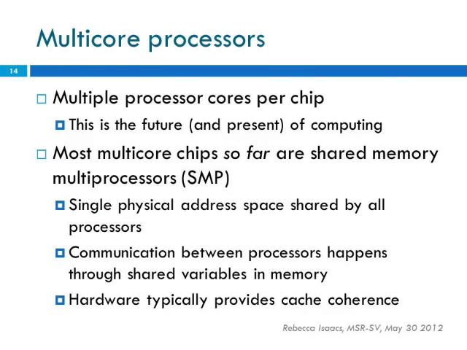So multicore processors are basically the future of computing, or even the present. I don't think Microsoft has shipped a uniprocessor version of the operating system since 1996, I believe. So Microsoft obviously decided a while ago that that was done. Most multi-core chips so far are shared memory multiprocessors, SMP machines or UMA machines. They have a single memory shared by all the processors, and communication essentially happens through shared memory. And as I talked about yesterday, the hardware will provide the cache coherence.